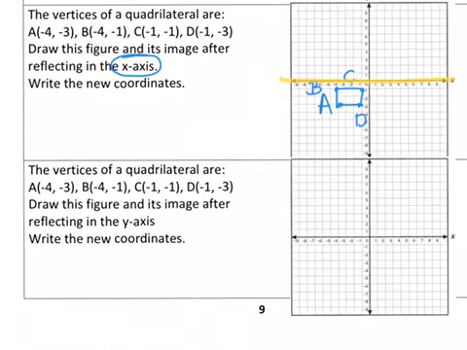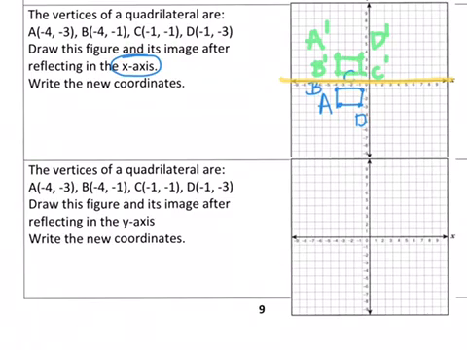So, I'm going to go ahead and count. I see that A is 3 below the line, so I'm going to go to 3 above. Okay, so that is A prime. B is 1 below, so it's going to go 1 above, B prime. C is 1 below, it's going to go 1 above, C prime. And then D is 3 below and 3 above. We'll go right there, and I connect the dots.